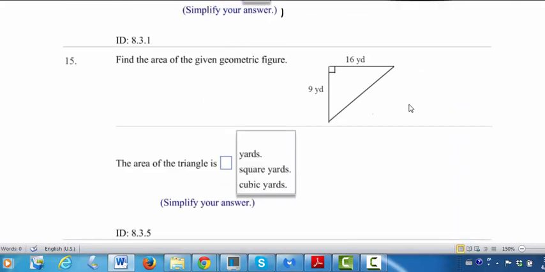The next shape is a triangle. So if you remember, the area for a triangle is 1/2 my base times my height. And here, this is the right triangle, so this is just like my base.